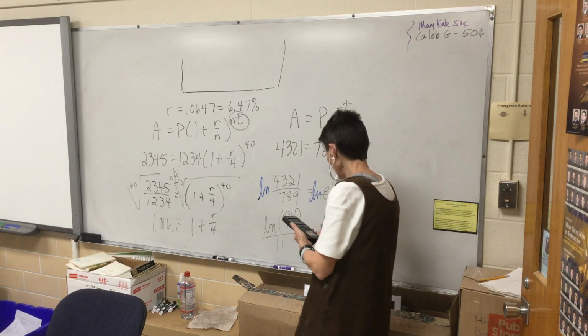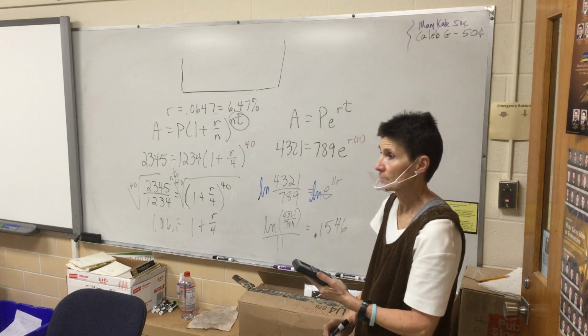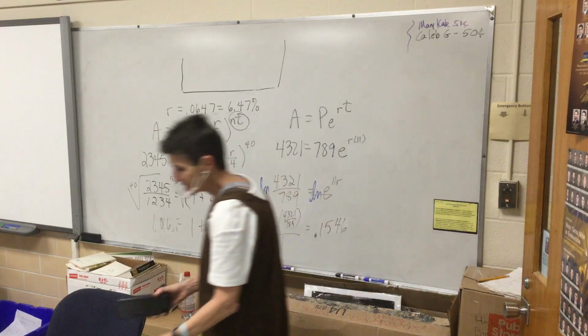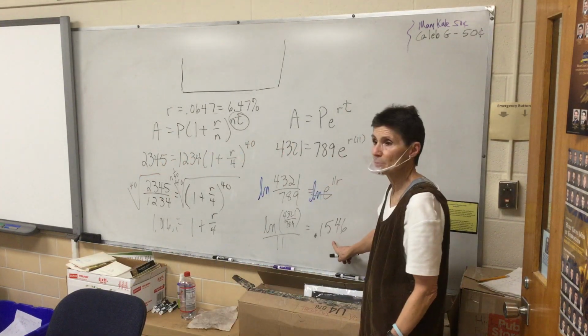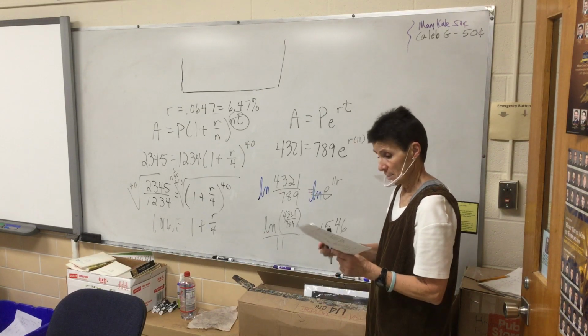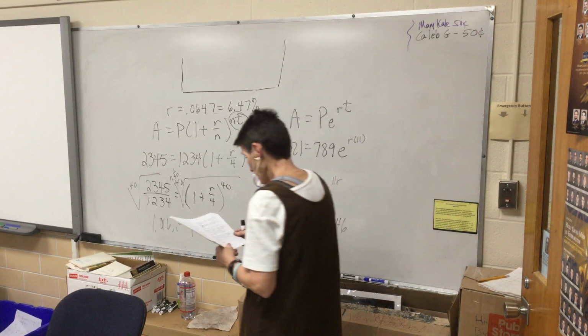Did you get 0.1546? So if this had been a money problem, and it wasn't, but that would be like you're growing at 15% per hour. Okay. Number 9.